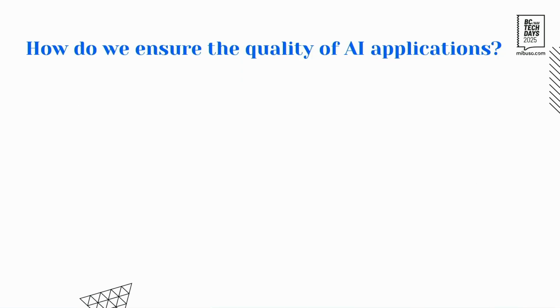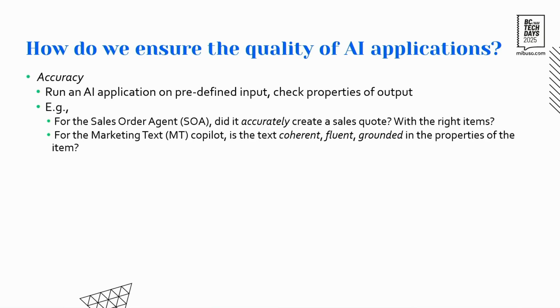So the thing we want to get to is high quality of AI applications. The question is, how do we go about that, and what do we do to get high quality? So we test and we measure. One of the things we measure is accuracy or quality of what an AI feature outputs. The way we would test that is to run an AI application, marketing text as an example, or sales order agent as another example, on predefined input, and then check the properties of the output.